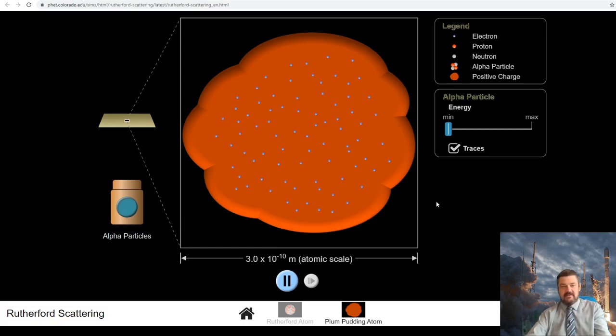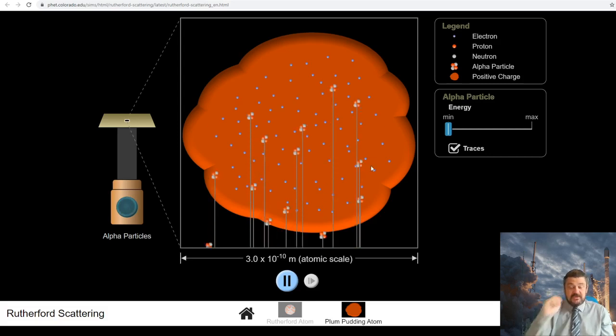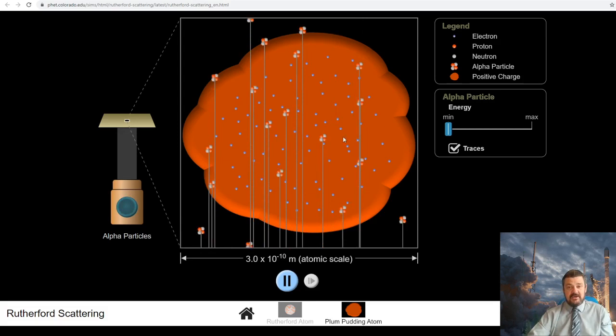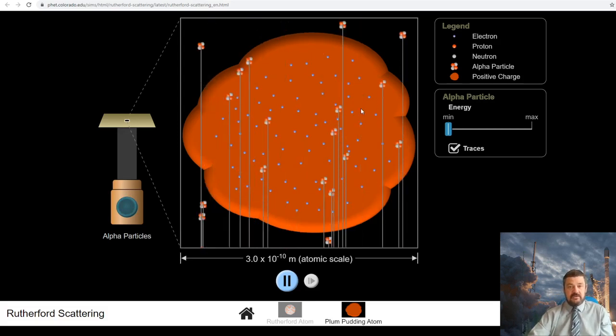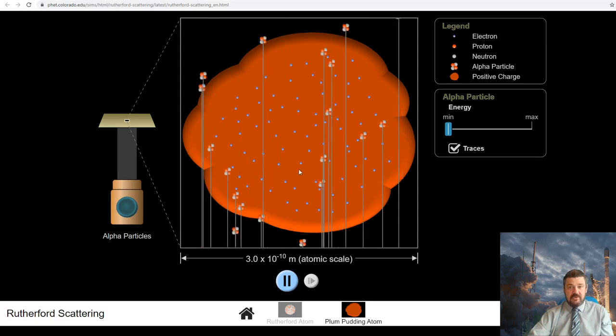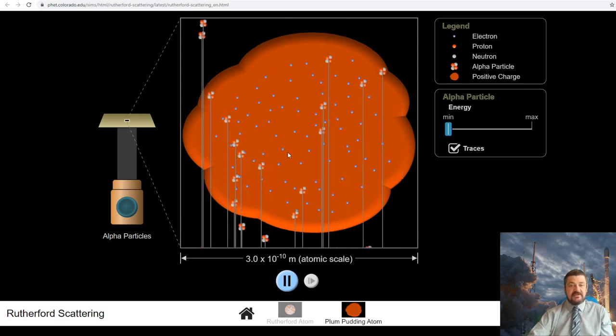Using an interactive animation. Here we've got our plum pudding model with our positively charged cloud, if you would, or our positively charged sponge. And we've got our electrons being represented by the little blue dots inside the positively charged sponge. So we'll turn our alpha emitter on. Now, the alpha particles, this is what Rutherford expected to happen. He expected the alpha particles to travel straight through the plum pudding model of the atom. He expected nothing to happen at all.